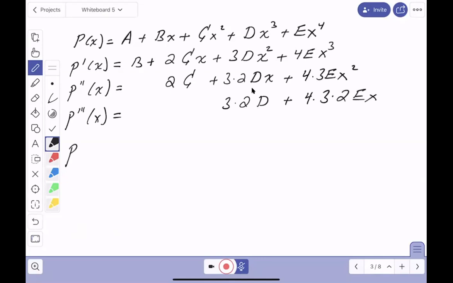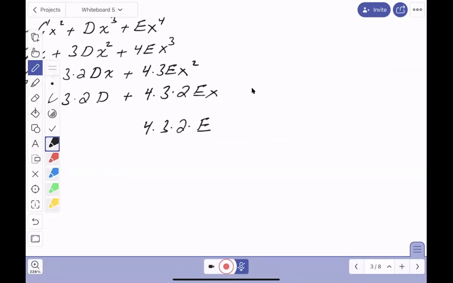I'm going to keep going. When we get to the 4th derivative, we don't use hash marks. We put the 4 in parentheses. What would that give me? 4 times 3 times 2 times e. That's pretty simple. All right.